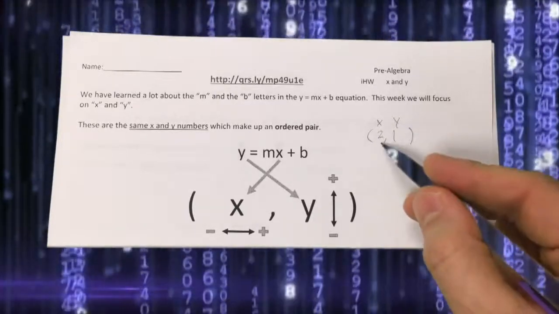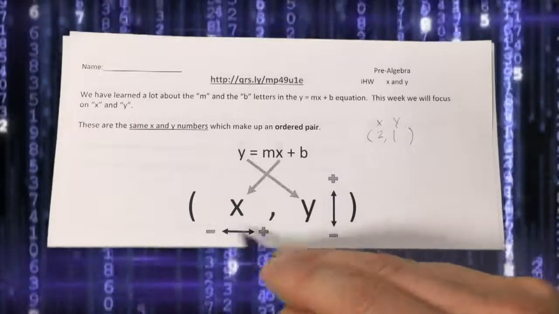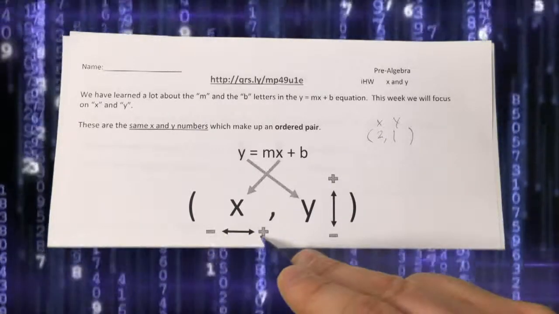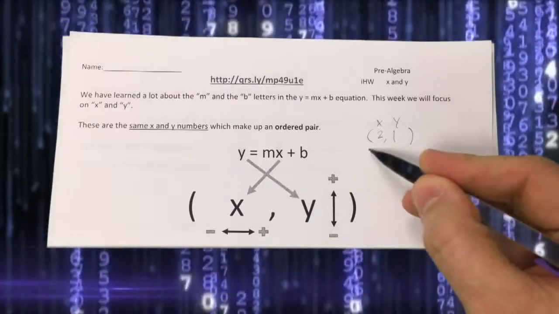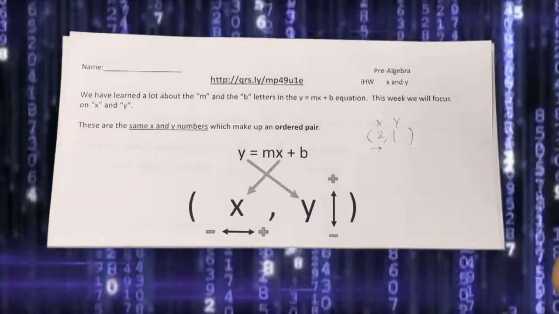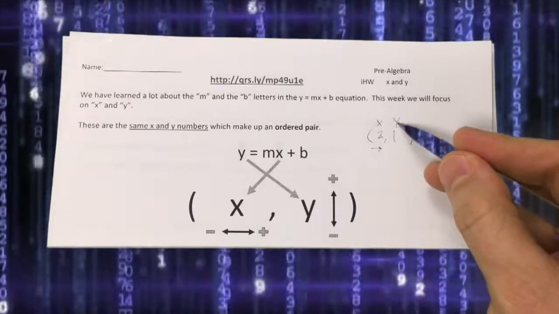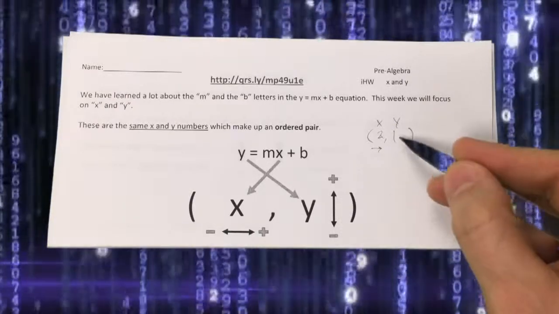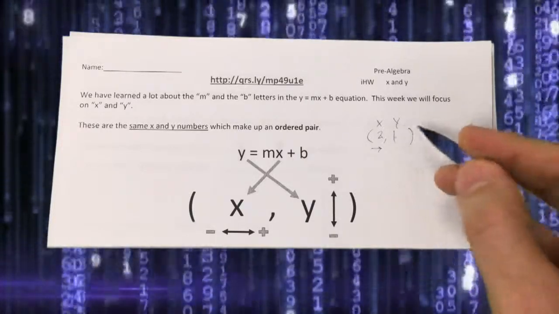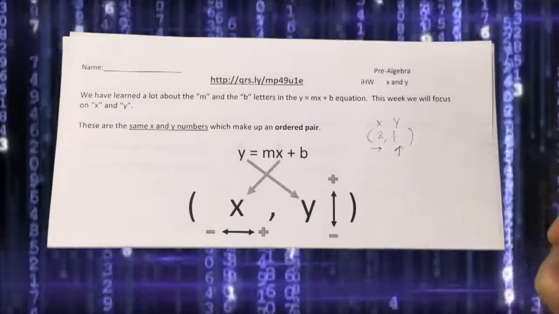And we've learned that x man moves either left or right. If he's sad, go left. If he's glad, go right. So this 2 is positive. He's glad. He would go right 2. And you do that first. And the y man moves either up or down, up with a smile or down with a frown. Since this 1 is positive, he's smiling, he's going to go up.